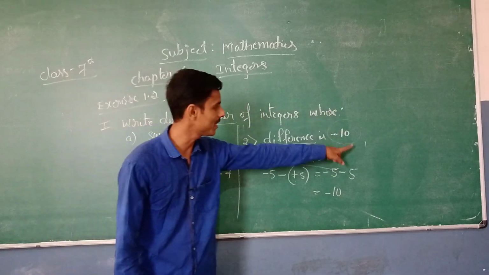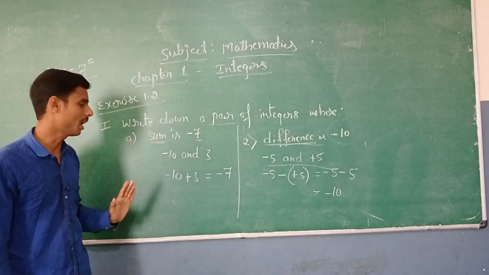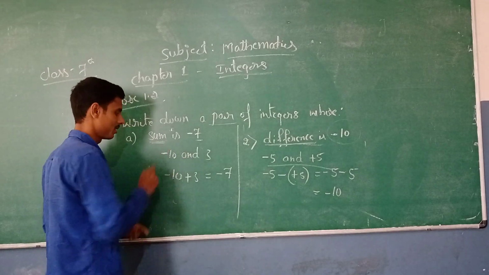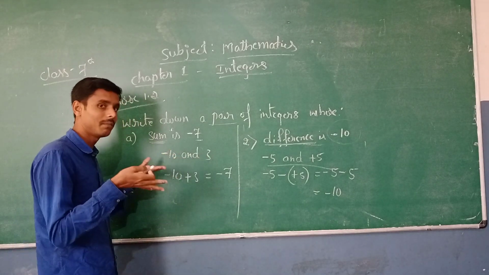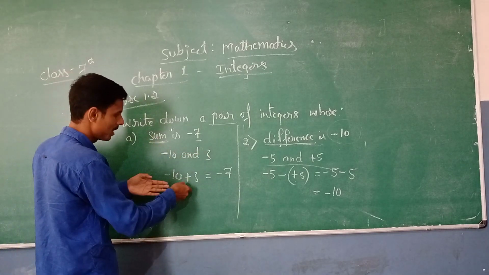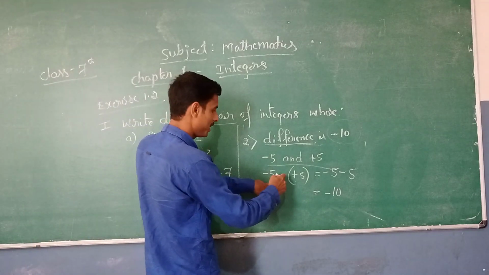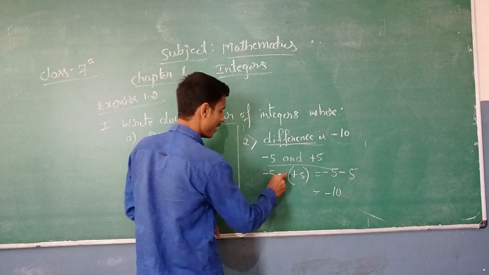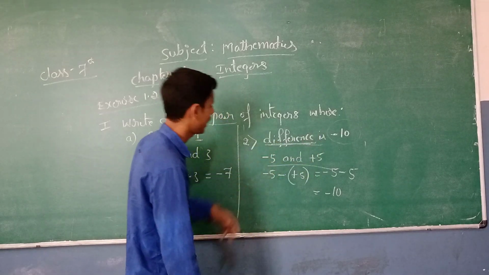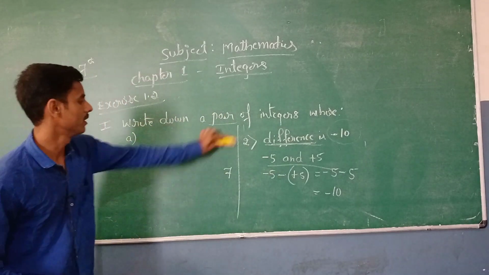Here the difference is minus 10. Earlier, the sum was minus 7. When the sum is given, we need not worry about the sign. They will not change. Minus 10 plus 3, they will remain as they are. Minus 10 as it is, plus 3 as it is. Here, what will happen? We have to put brackets because we have a minus difference, minus of plus. So we have to take care of these things. Clear? Third one.